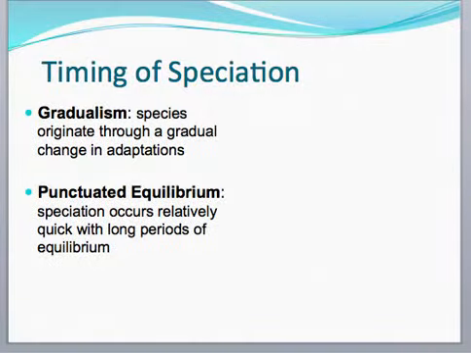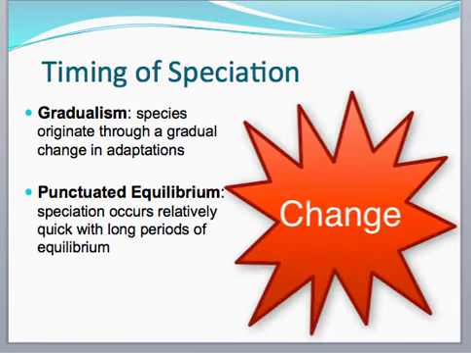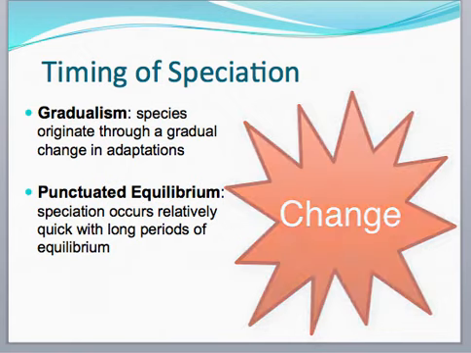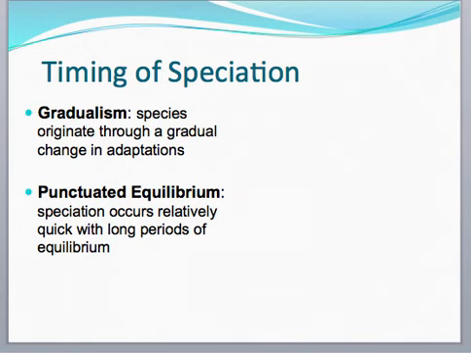Okay, so there's two types of speciation, or ways new organisms form, that you need to know about. The first is gradualism. This is when there are really small changes over a long period of time, eventually leading to a new species. The next type is called punctuated equilibrium. This is when there are big bursts of change and then long periods of no change.